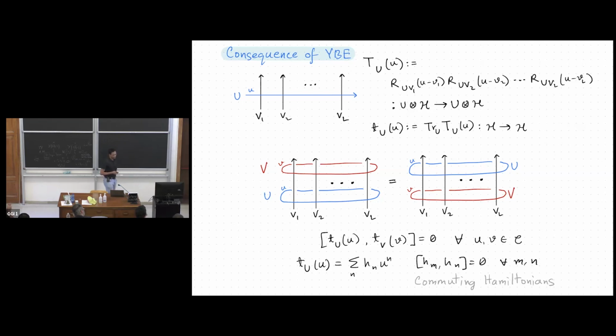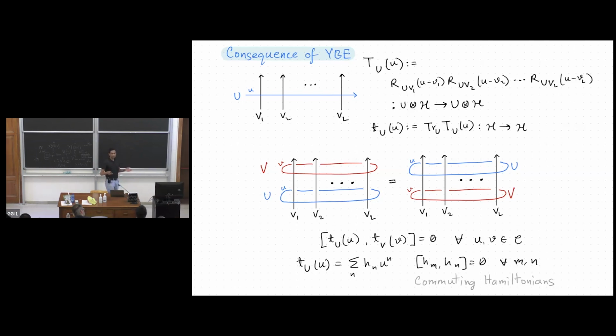The magic of the Yang-Baxter equation is that it allows us to show that these operators, these transfer matrices that we can construct, commute for any values of the complex numbers assigned to these lines. When I draw a circular line, that just represents this trace. And this equation tells us that if we expand these transfer matrices in powers of u, then the coefficients, which are just operators in my Hilbert space, all commute for any values of m and n. So in this sense, we have an infinite set of commuting Hamiltonians.